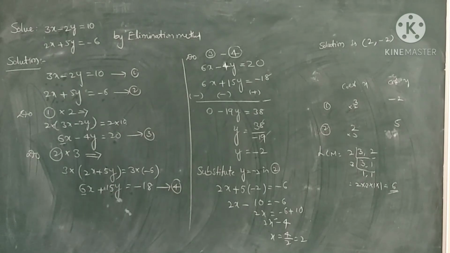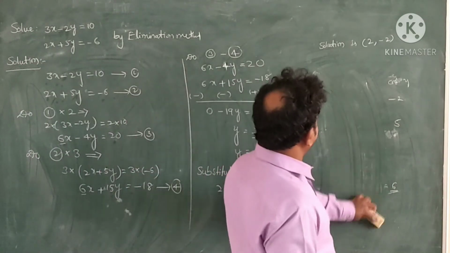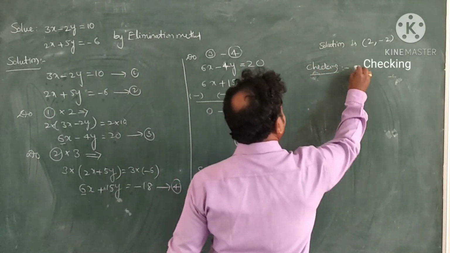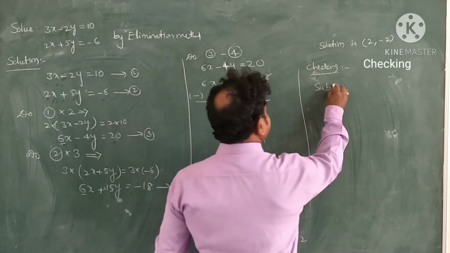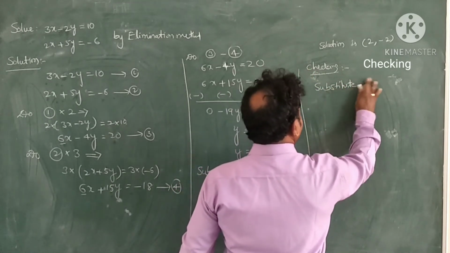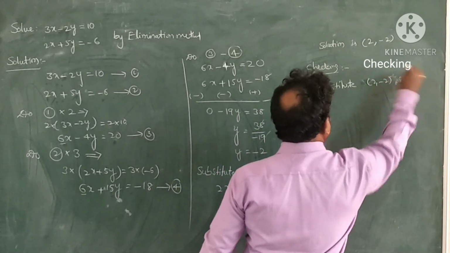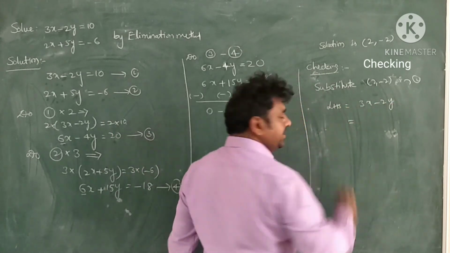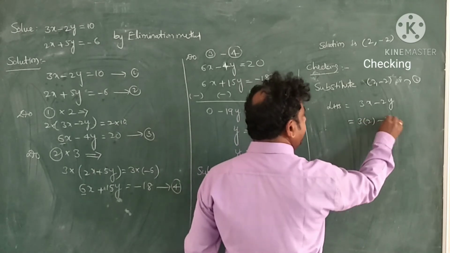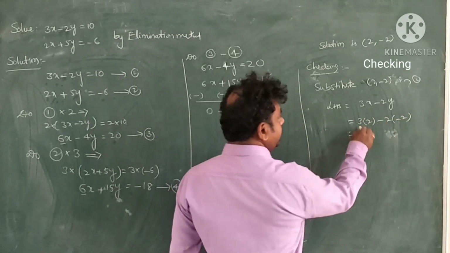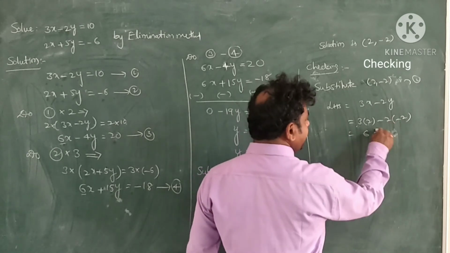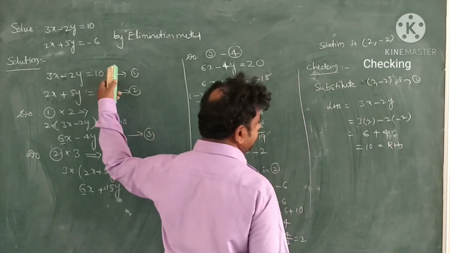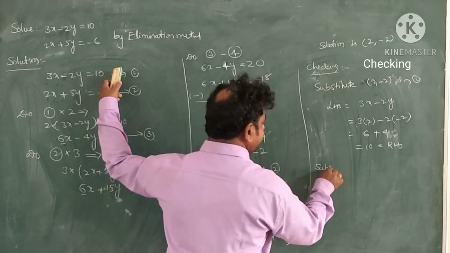Students, now let us check whether the solution is right or wrong. For checking, we substitute 2 comma minus 2 in equation 1. Take the LHS, students: 3x minus 2y. Substitute x equals 2 and y equals minus 2. 3 2s are 6, minus into minus is plus, 2 2s are 4, that is 10. This is the LHS, and yes, we got the RHS.